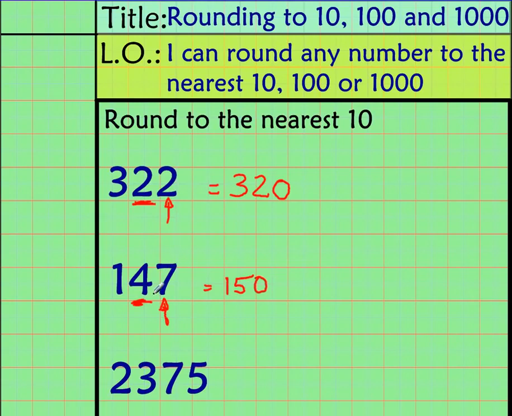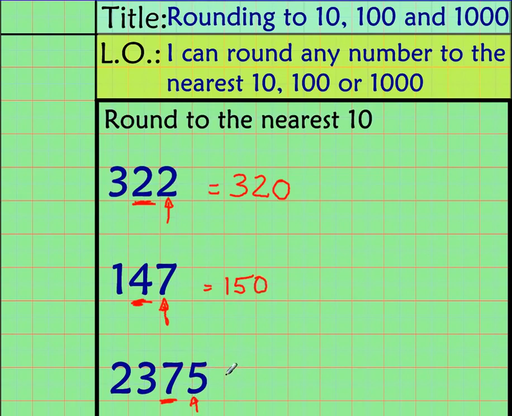Well, we've shown by our method it's closer to 150, but we also know from common sense that it's closer to 150 than to 140. Same thing here. Round to the nearest 10. Units, tens. Where's my indicator? It's here on the right. Okay, and what does a 5 tell me to do?